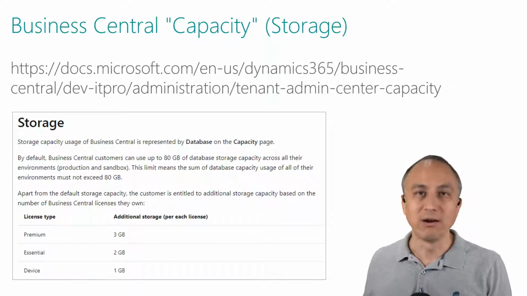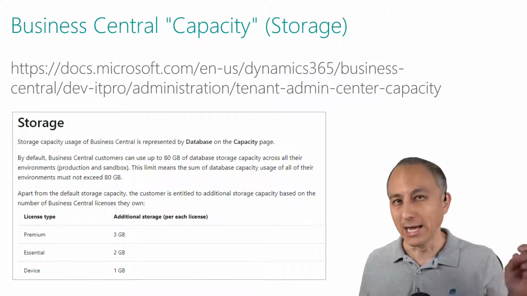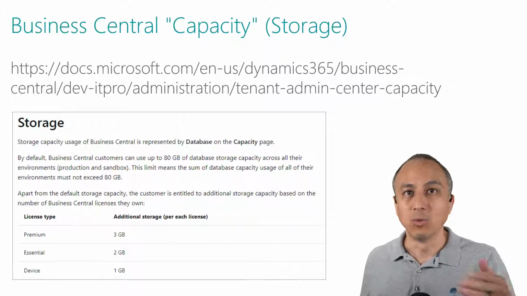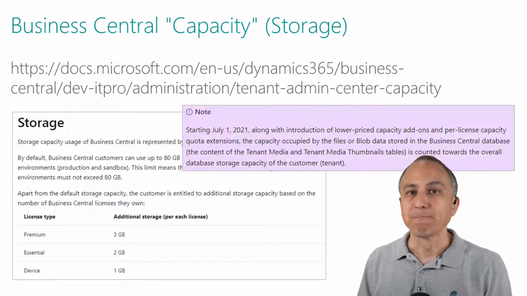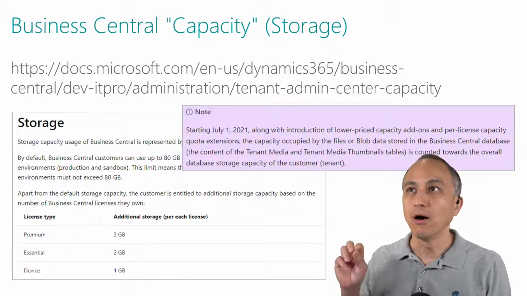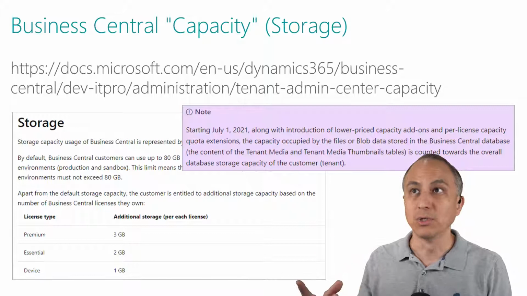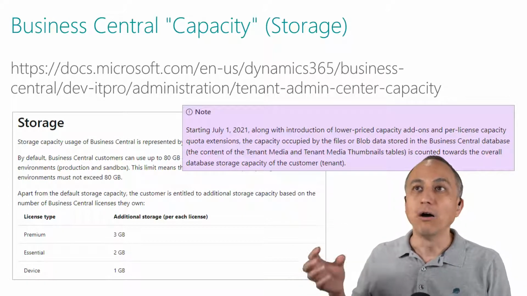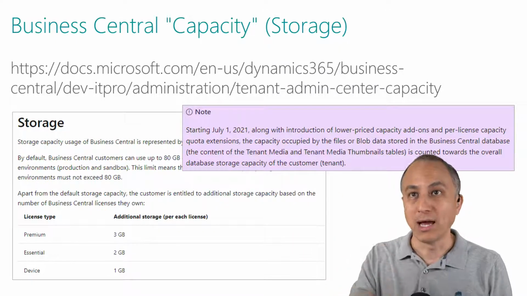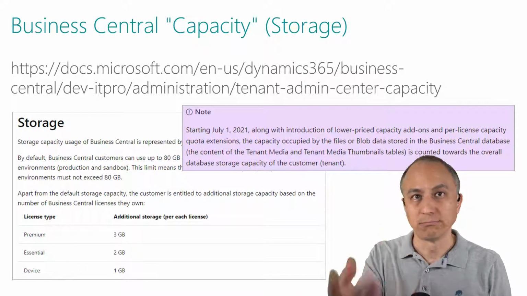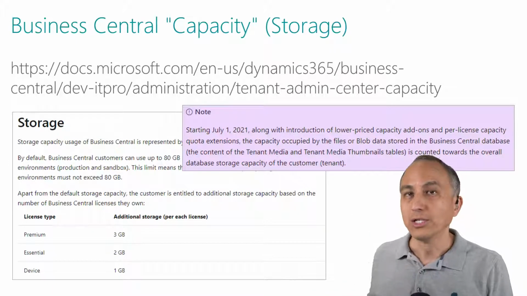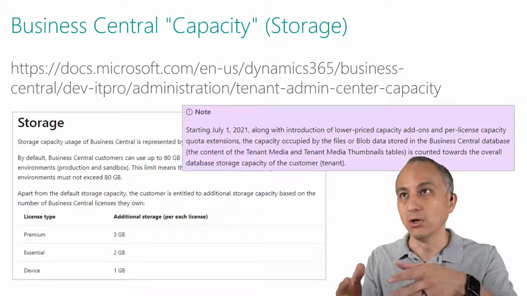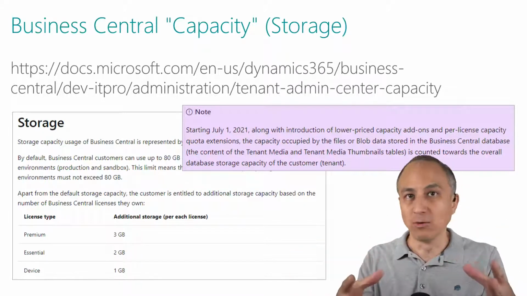Now, one very important point to remember, which was added as a small footnote, and some people may not realize, word is slowly trickling out, but this change also affects the blob storage, tenant media thumbnails, whatever you want to call it. All of that is now also counted in the storage capacity quota total. So it used to be, I think, an additional 40 gigabytes just for the media storage or blob storage. Now everything is under one umbrella.